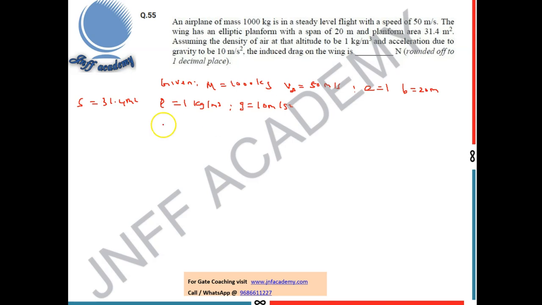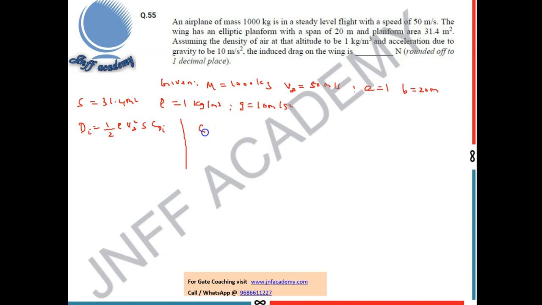on the wing. So the formula for induced drag Di is equal to half rho V infinity square S CDi. Rho is given in the question, V infinity is given in the question, 50, rho is 1, S is also given, which is 31.4. Only thing CDi we don't know. We have to calculate CDi and substitute it in this equation.